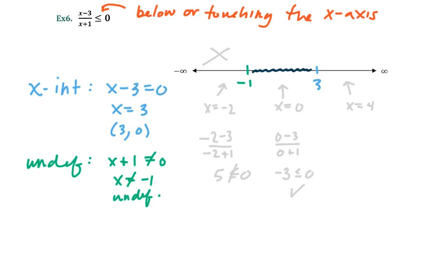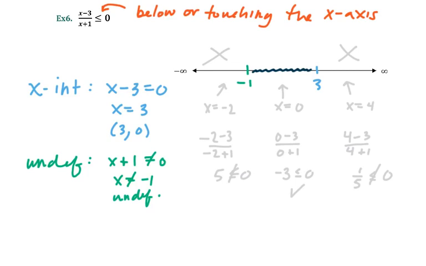And then lastly, we'll check at x equals 4: 4 minus 3 over 4 plus 1. That gives me 1 over 5. If I compare that to being less than or equal to 0, it's not. And because it's not, I'm not going to include that region in my solution set. So any number between -1 and 3 are going to be solutions to the inequality that we were originally given.